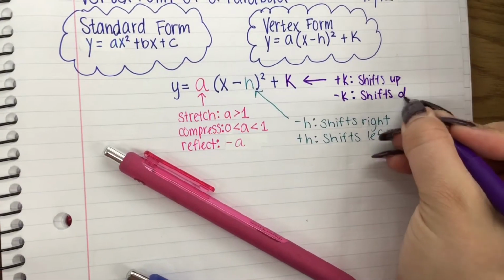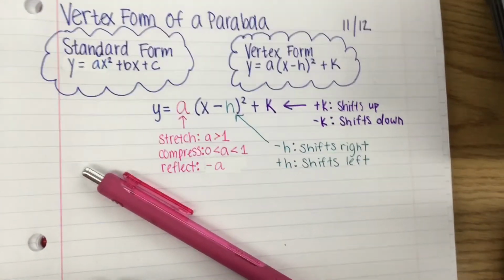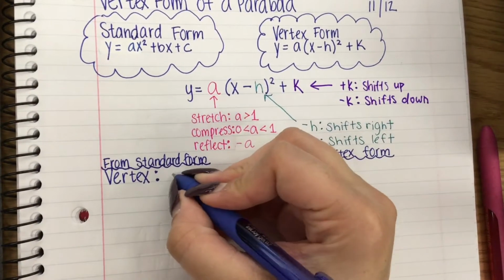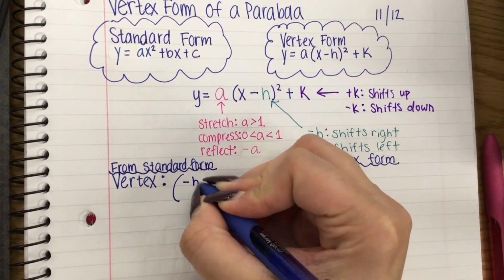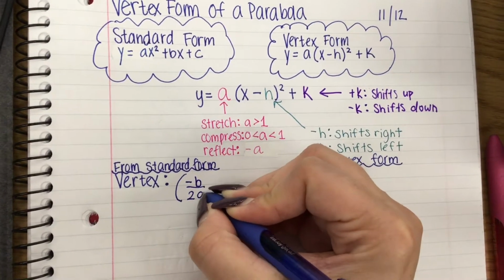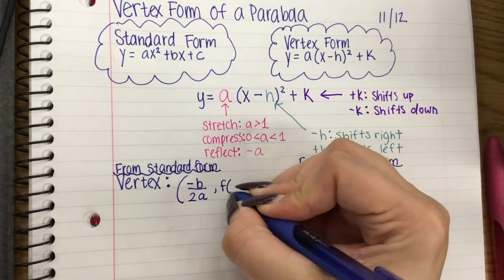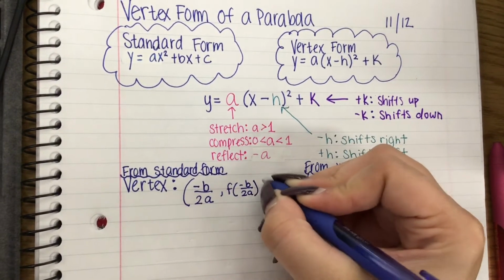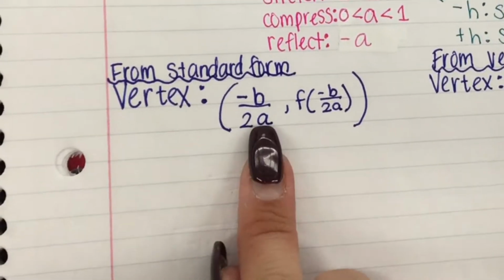Remember that these shifts that we're talking about happen from the parent function, which we'll look at later on in this lesson. We're going to look at how to find these key features in standard form and in vertex form, but we'll only look at examples from vertex form today. There'll be a video coming out soon about the standard form.